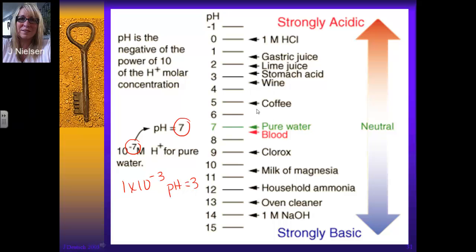Here are some relative pH values of some common substances. You can see stomach acid is around a pH of 3. Coffee is slightly acidic at a pH of 5. You can see that blood is slightly basic. Oven cleaner, really bad stuff, pH of 13.